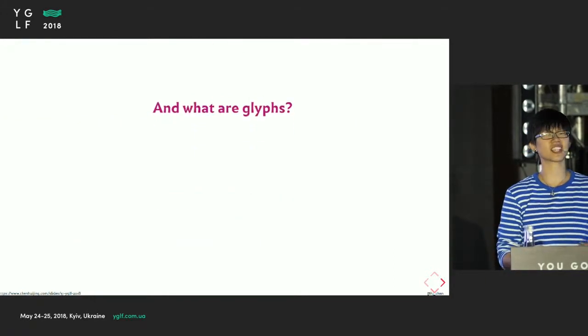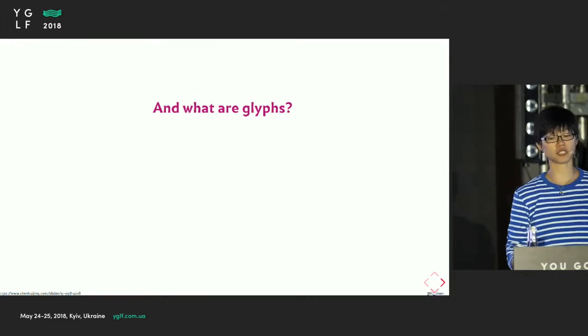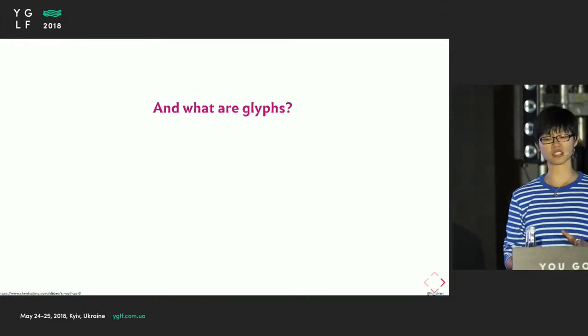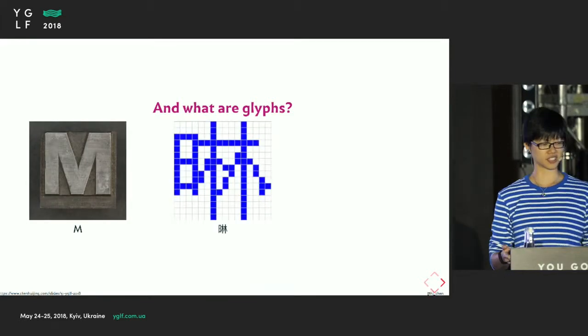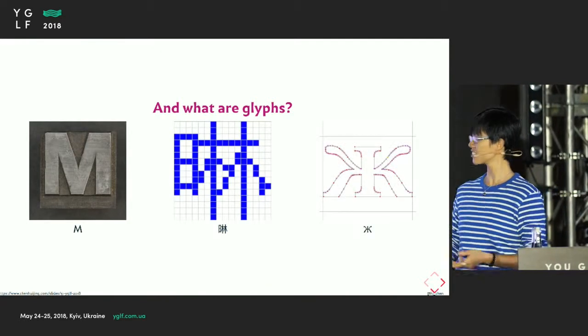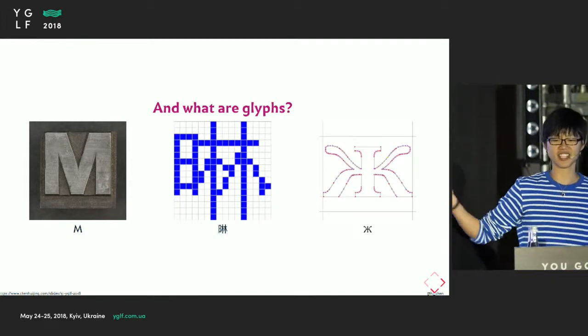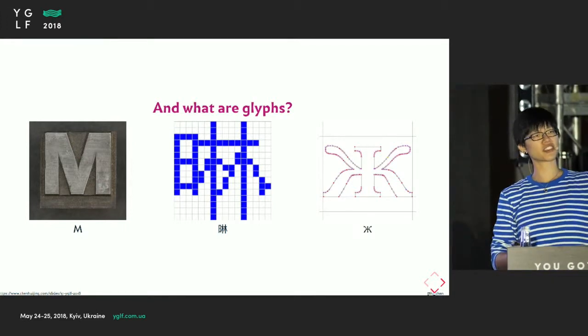So what is a glyph? Now, a glyph is a specific shape of letter or character in a particular font. So this is a glyph. This is a glyph. This is also a glyph. These are all glyphs. In the digital world, everything is data.